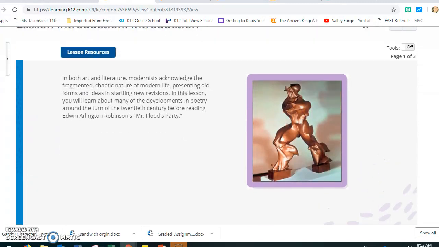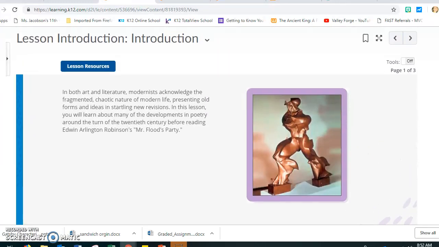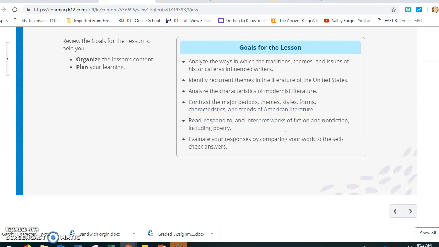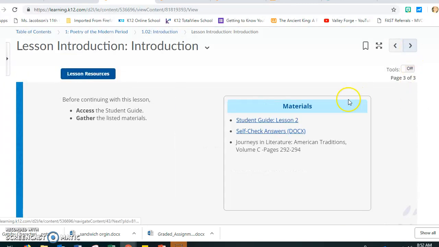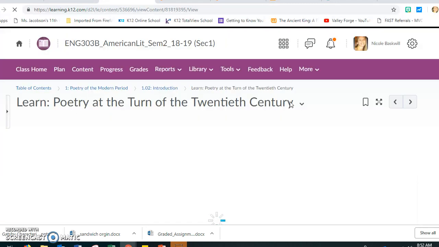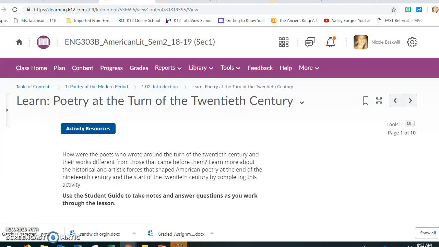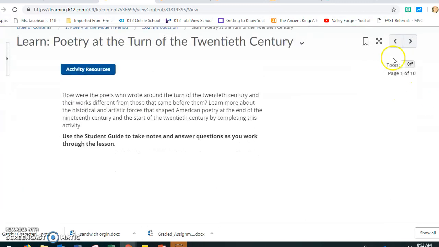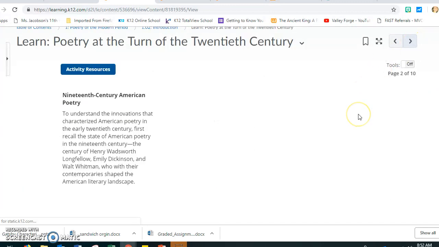Okay, all right, so here I am in the very beginning. This is page 1 of 3, so make sure you're clicking through. There's not really anything here quite yet. All right. Poetry at the turn of the 20th century. Okay. A lot of the answers are in here.